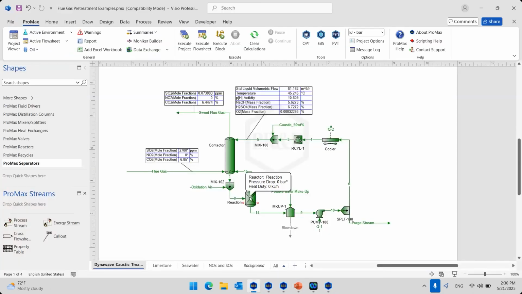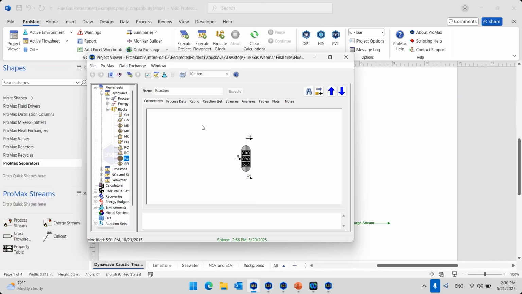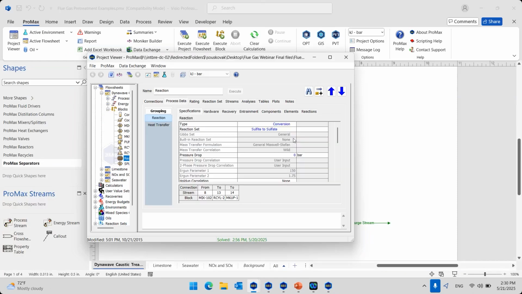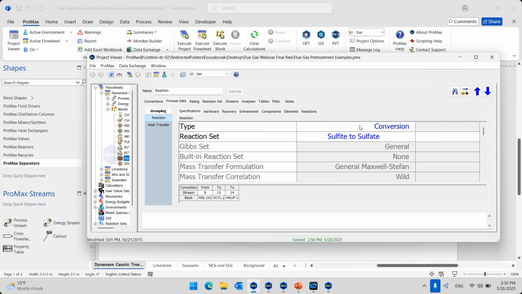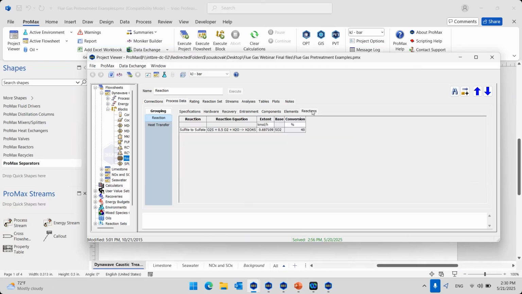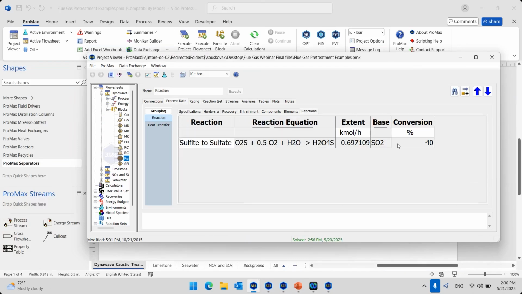This reactor, if I open it and I go to process data, it's really just being modeled as a conversion reactor for a reaction set I have created previously. That reaction set is called sulfide to sulfate. And if I want to look at the details of the reaction, I'm going to click on this reactions. And over here, I can see that I set a conversion of 40%, and we have a reaction equation here.